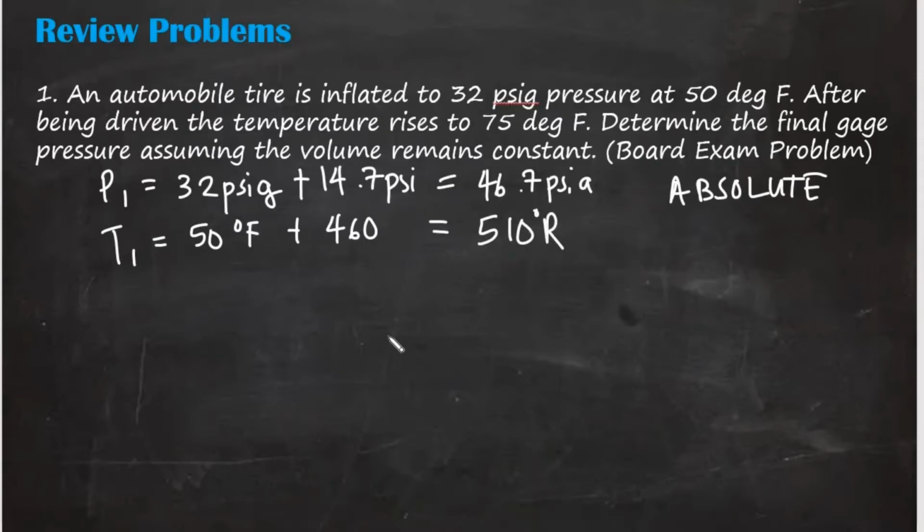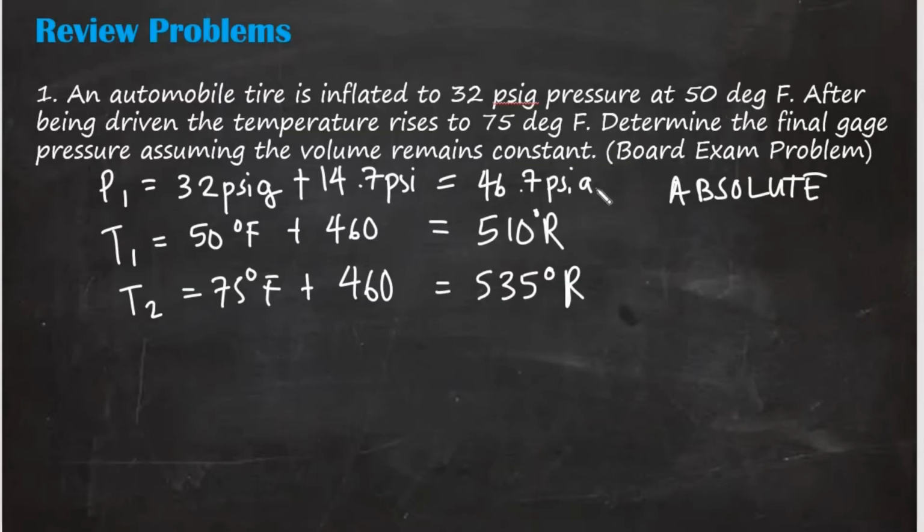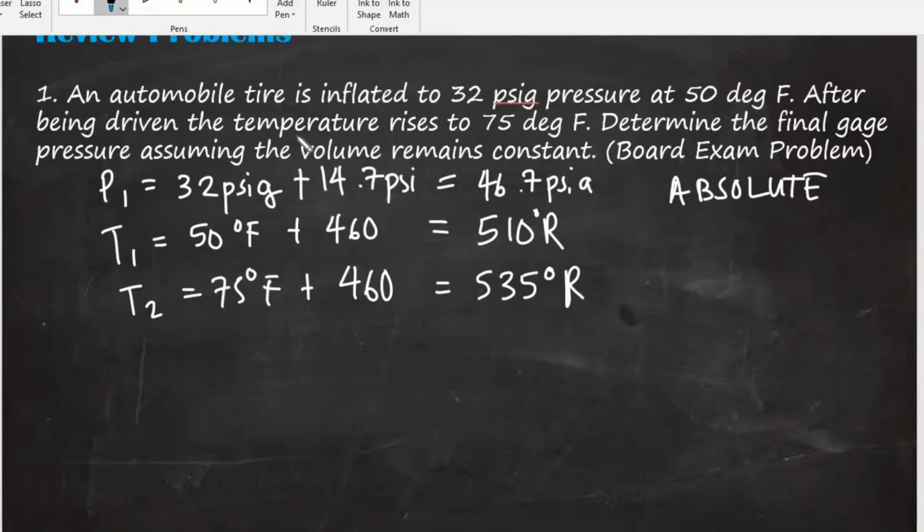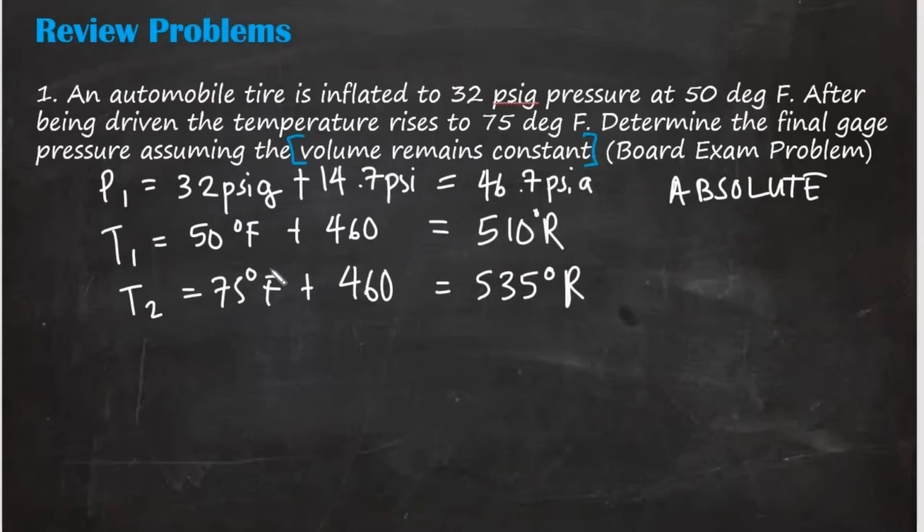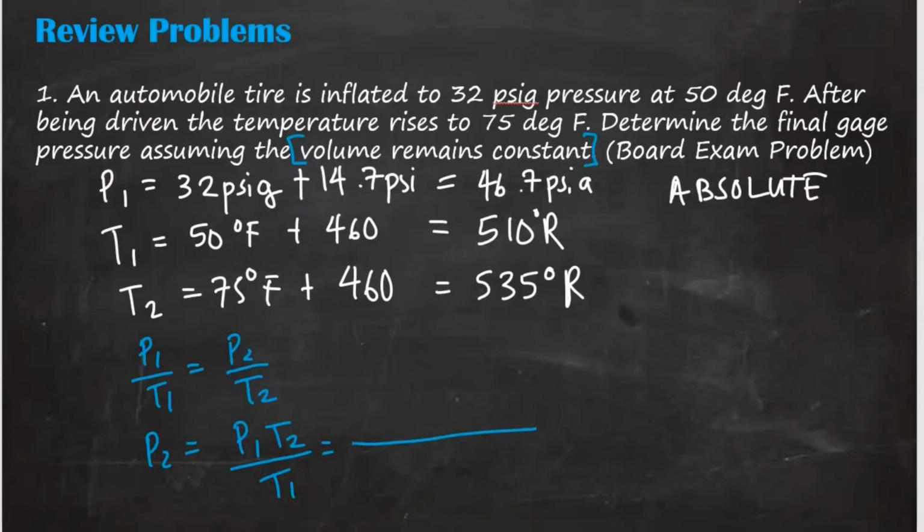So we have 510 degrees Rankine, and then after being driven, of course, heat was applied. So the temperature rises to 75 degrees. So T2 is 75 degrees Fahrenheit. So we add 460, and the result is equal to 535 degrees Rankine. Okay. Now, since the volume is constant, the formula that we are going to apply is P1 over T1 is equal to P sub 2 over T sub 2. And we will solve for P sub 2. So therefore that would be equal to P1 times T2 all over T1. So let's input the given.